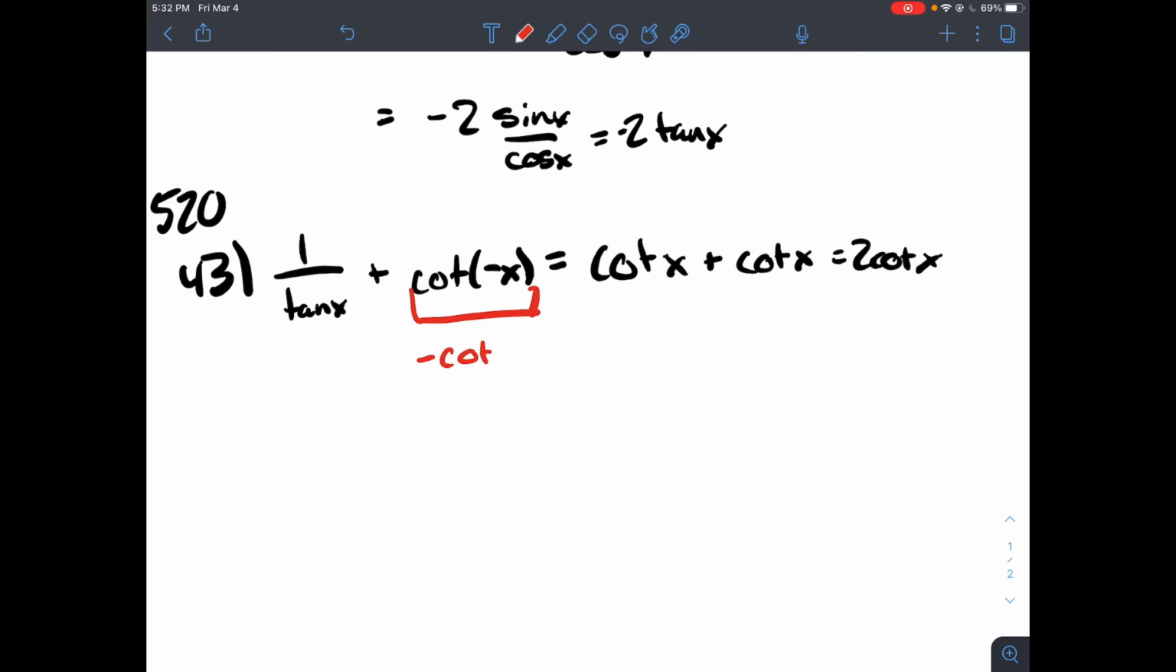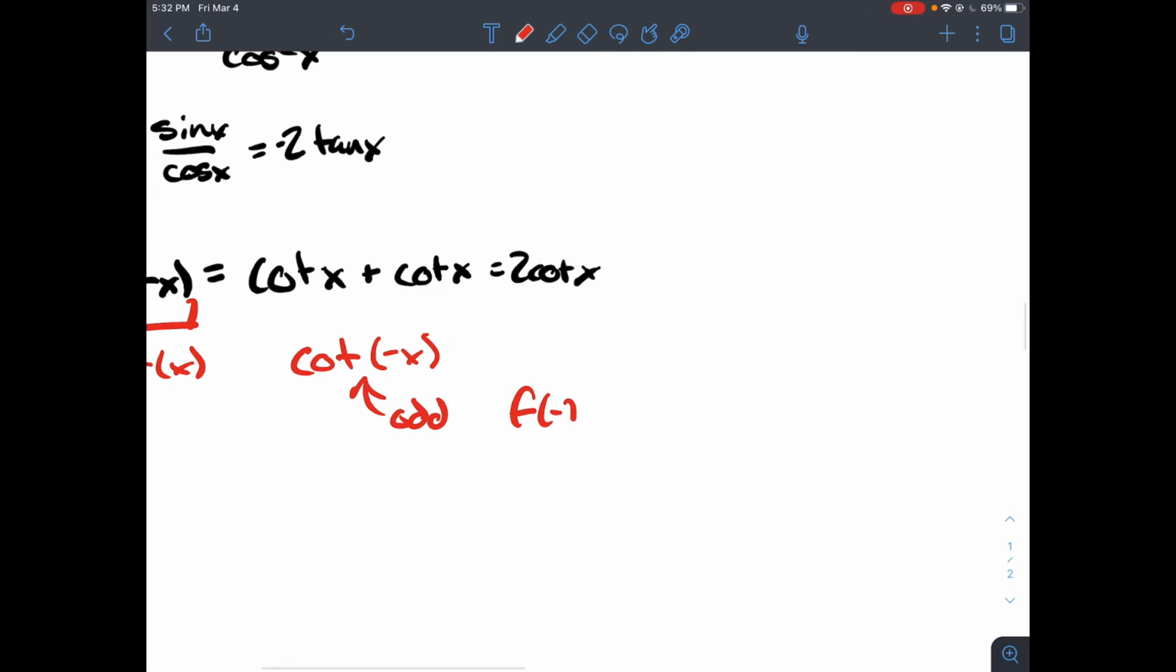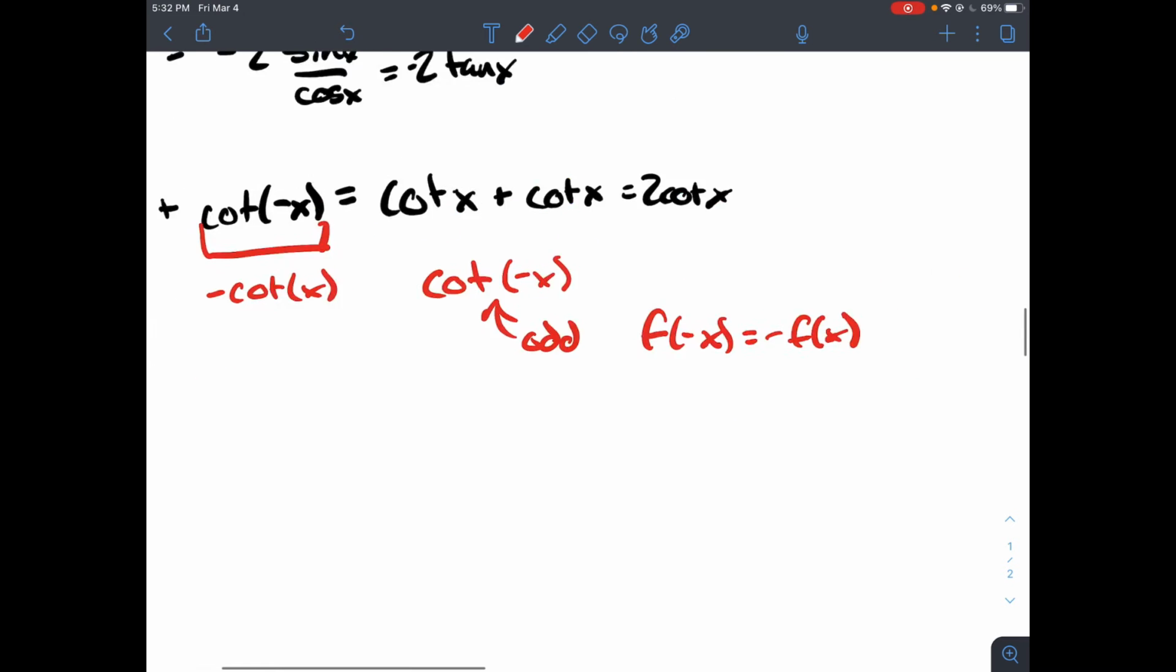This is going to become negative cotangent of x because cotangent of negative x, whoa, this is odd. So you're going to get f of negative x is equal to negative f of x. So that's what I'm getting there.